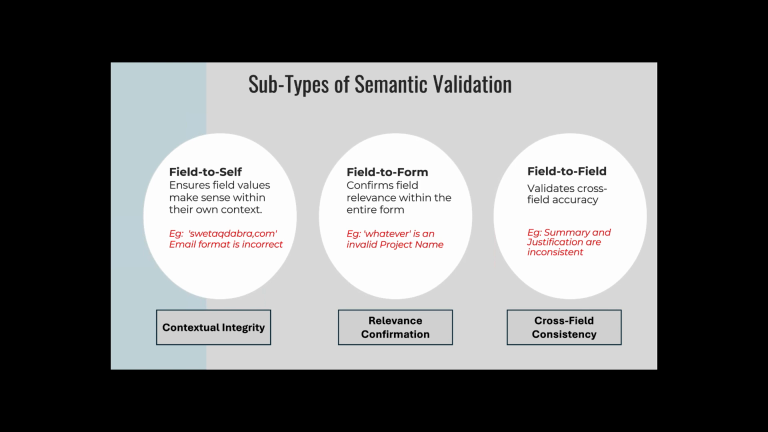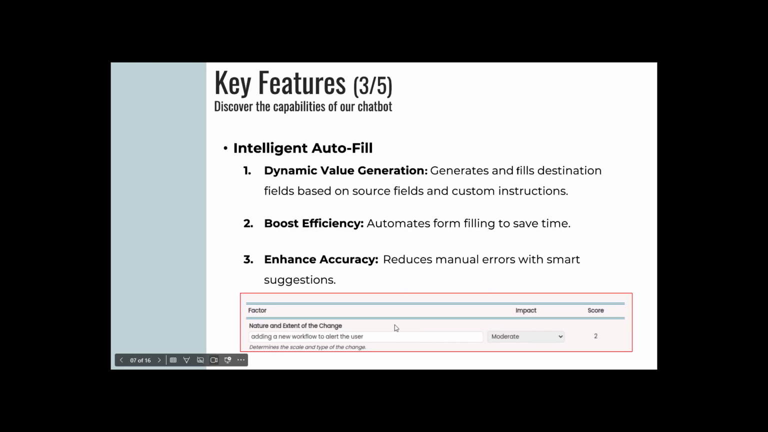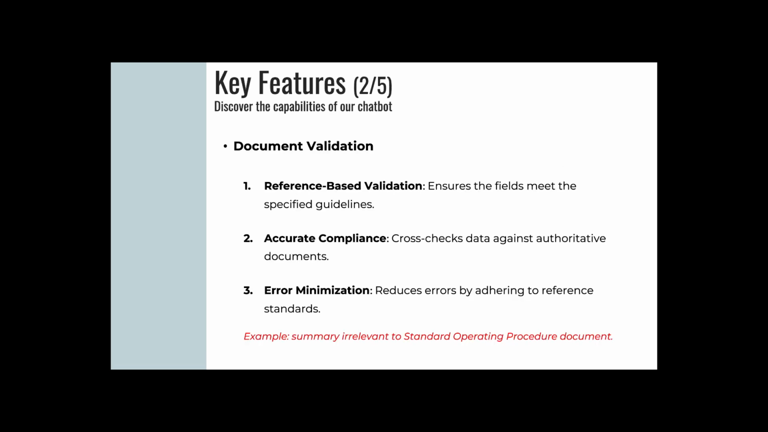Now, the next key feature is document validation. In document validation, it's very simple. We have added a document and we have defined the summary field in the change control form that has to be relevant to the document, the standard operating procedure document, and if the summary value does not match the document, then it throws an error there. So this is all about the document validation. Next is intelligent autofill. Hold on, this document's added to the config form, right? Yeah, this is added in the configuration form. You're going to show the document when we get to that, right? Yes.